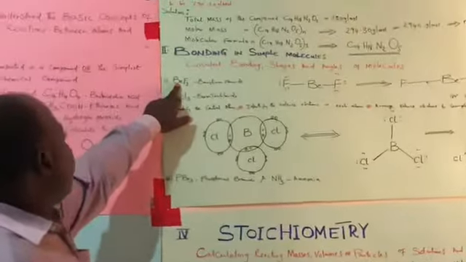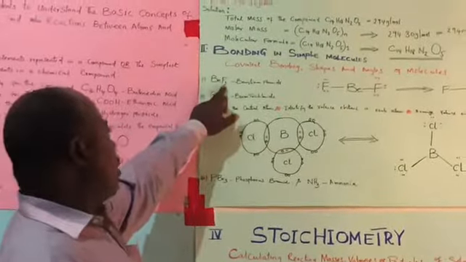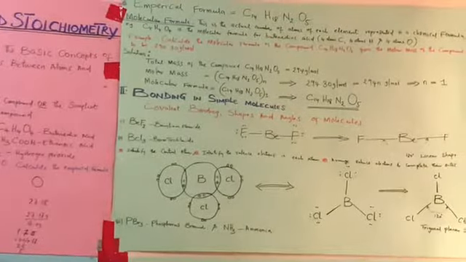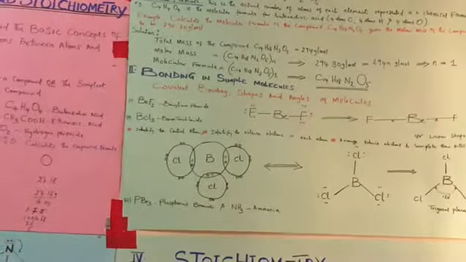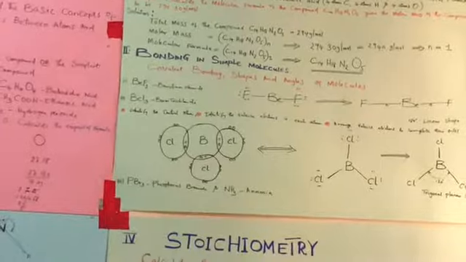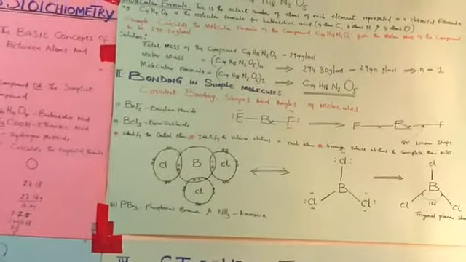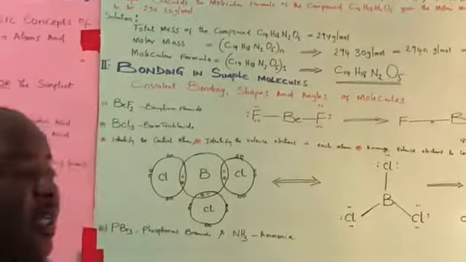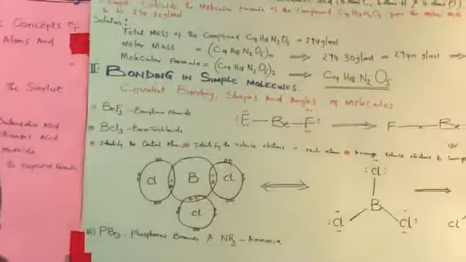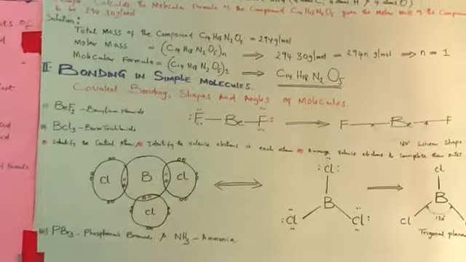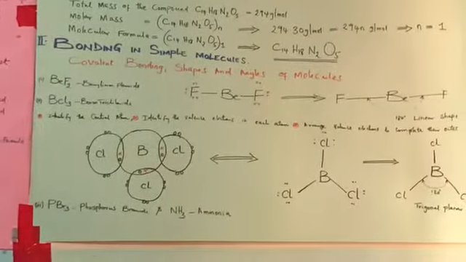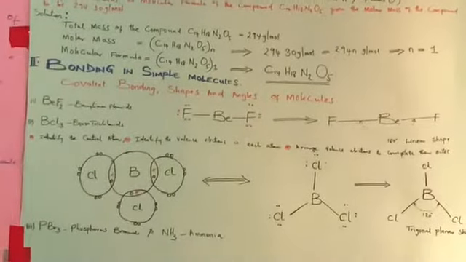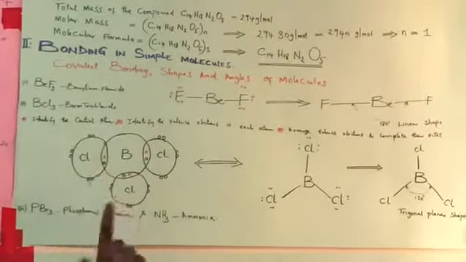For example, take beryllium fluoride, BeF2. Beryllium belongs to group two of the periodic table. It has two valence electrons, and these two electrons need to be shared with the other atoms. Fluorine has seven valence electrons in its atomic shell. One fluorine atom needs one electron to complete its octet, and the other one needs one to complete its octet.